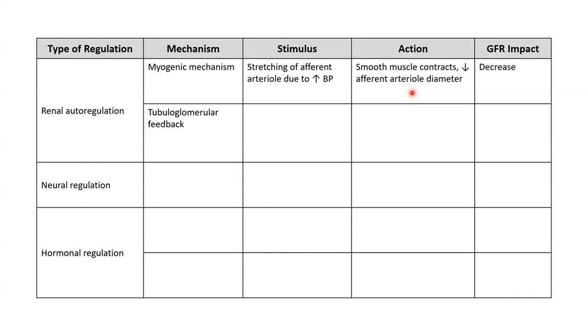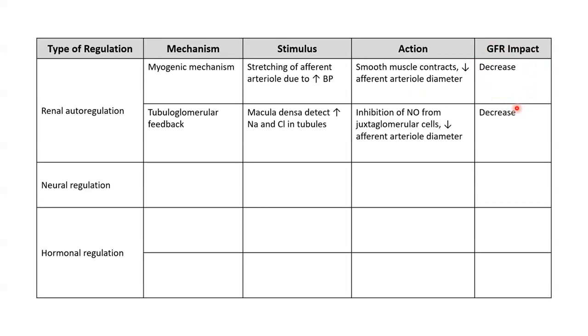They'll contract and reduce the diameter or the lumen of the afferent arteriole. Less blood can come into the glomerulus. It reduces that glomerular hydrostatic pressure and reduces our glomerular filtration rate.